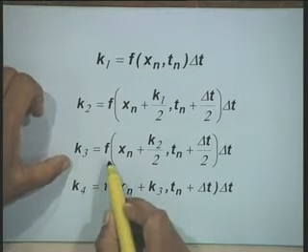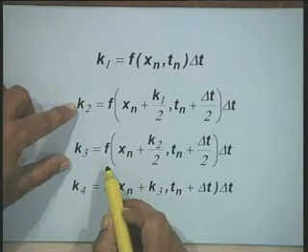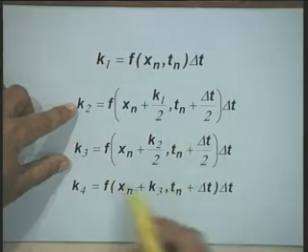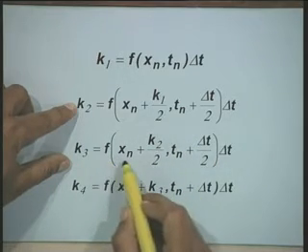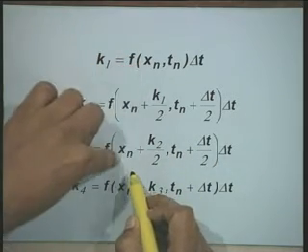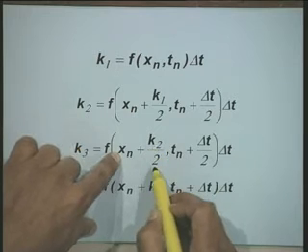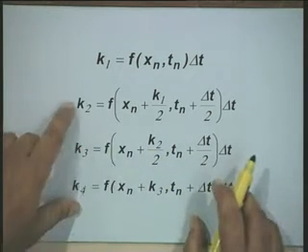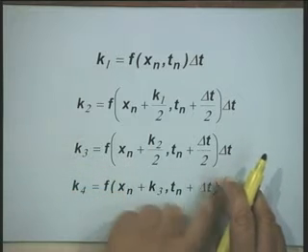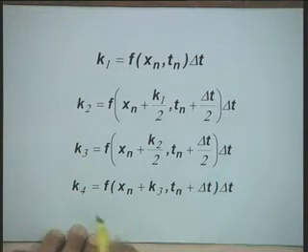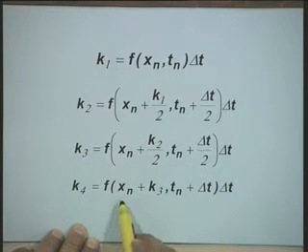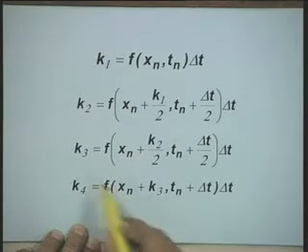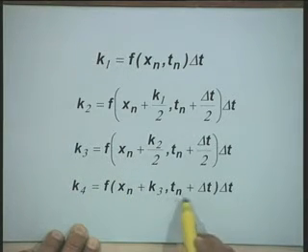For K3, we make use of this K2 and obtain this derivative, that is, f of x n, same x n remains the same, plus K2 by 2, at Tn plus delta t by 2. Again this increment is computed. In the last one, we obtain the function at x n plus K3 full, not half, full, that is at Tn plus delta t.